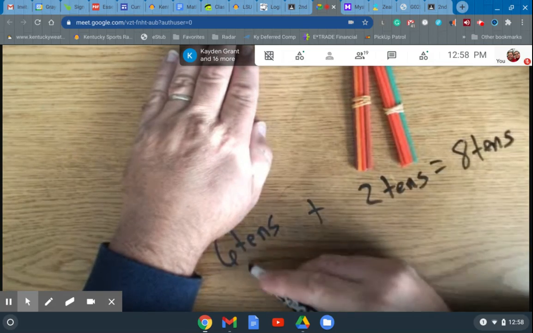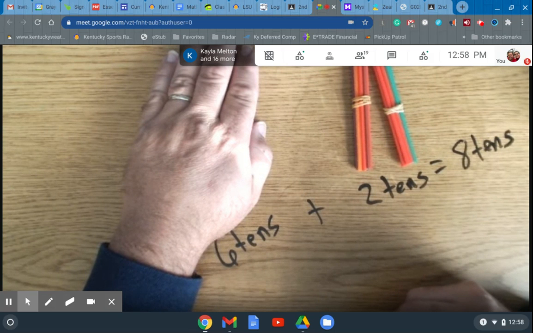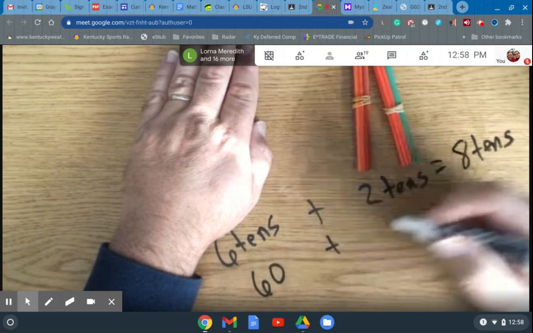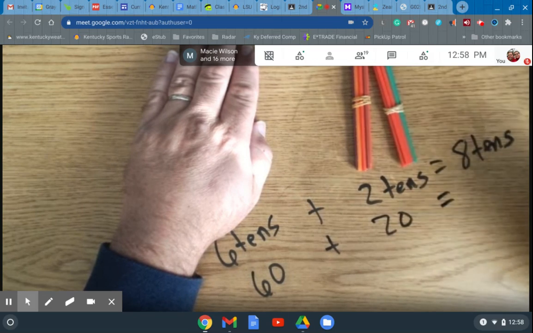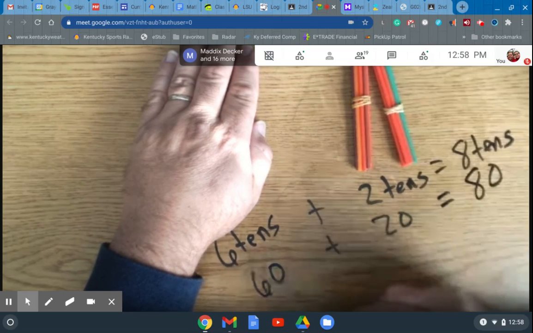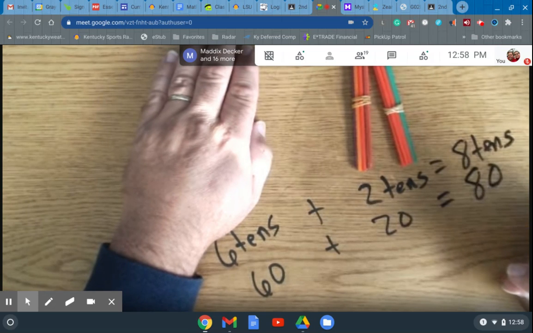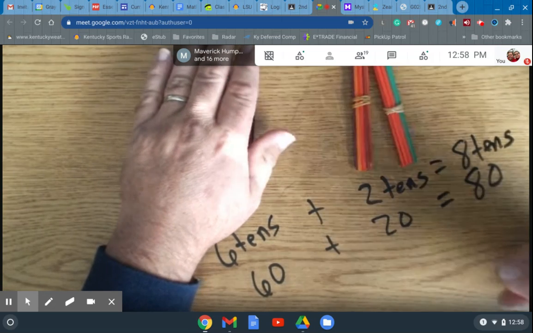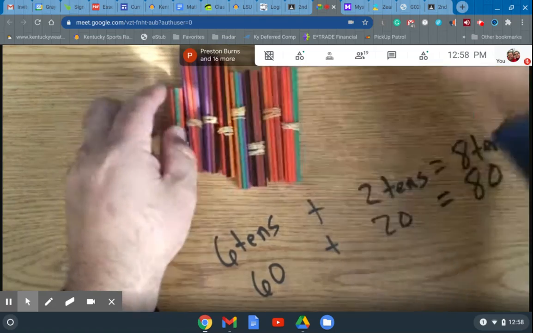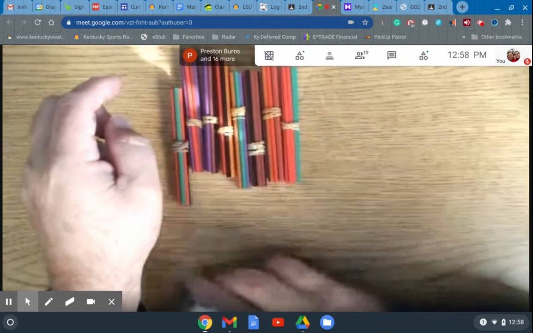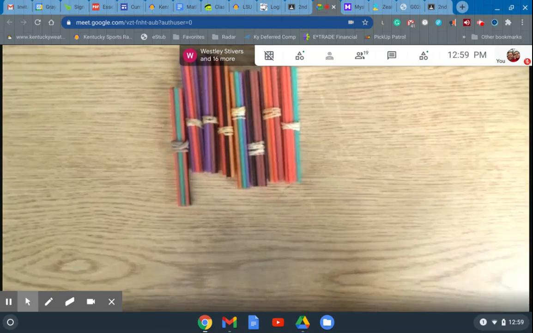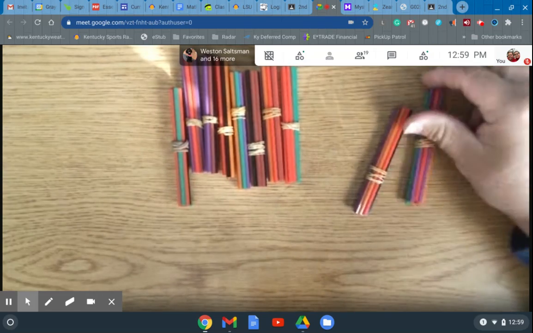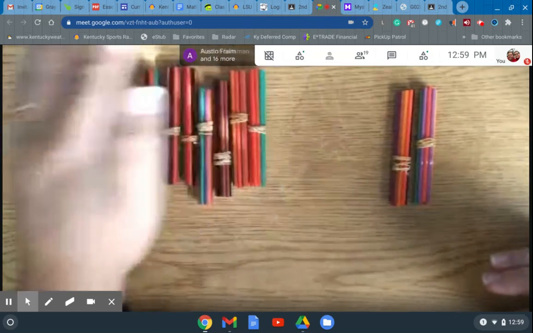Kaylee, how much is 6 tens? 60. It's 60. Okay, and how much is 2 tens? 20. So 8 tens is how much? 80. So 60 plus 20 equals 80. Is that right? Yeah, exactly. Okay, good job. Okay, I put all those together right there. And two more tens. Okay, 2 more tens.